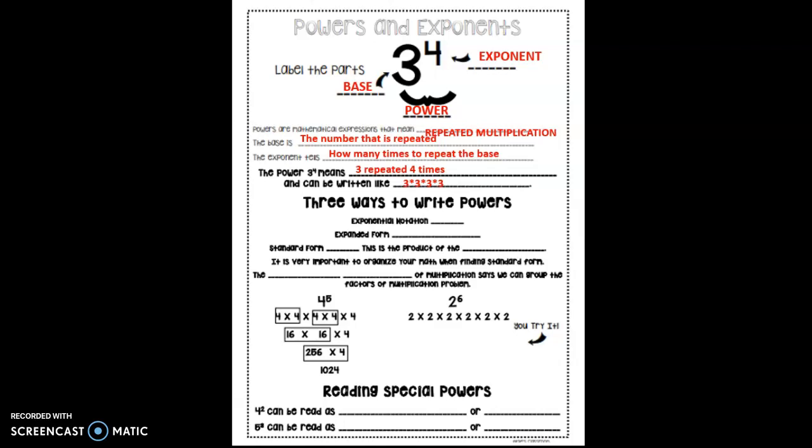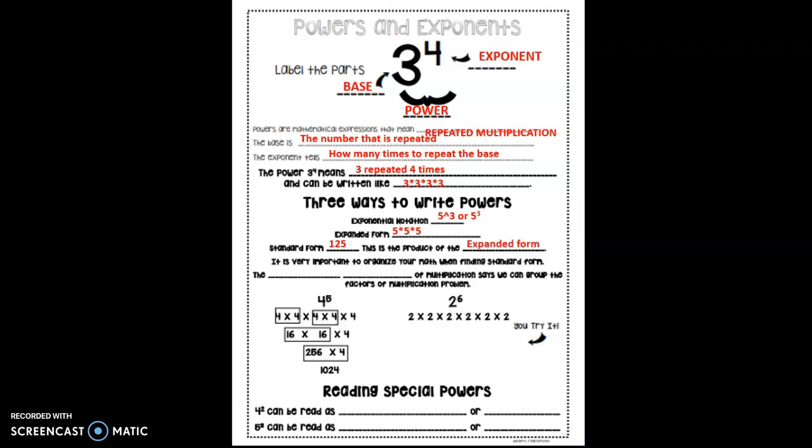Exponent form. This means using 5, the exponent 3, or 5 to the 3rd power. Expanded form. This is writing it out as a multiplication sentence, 5 times 5 times 5. Or standard form, 125. This is the product of the expanded form.